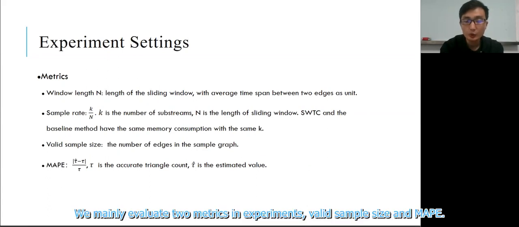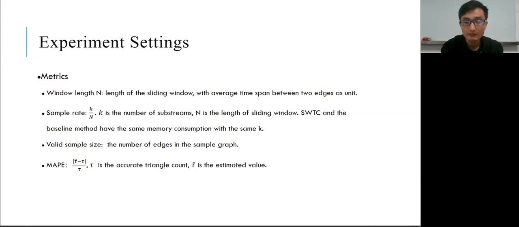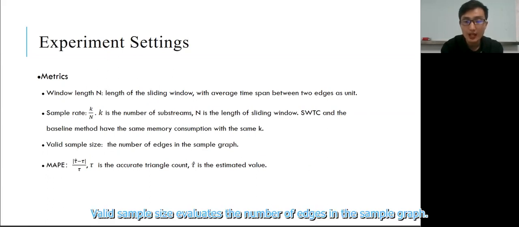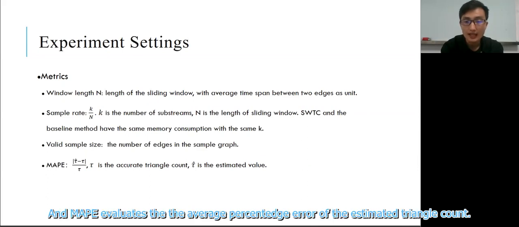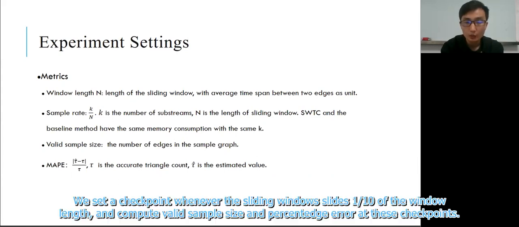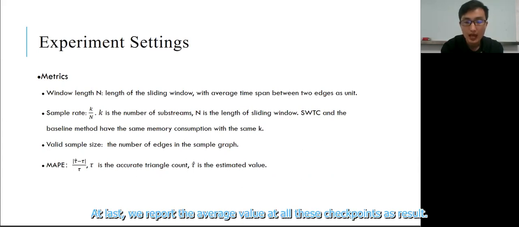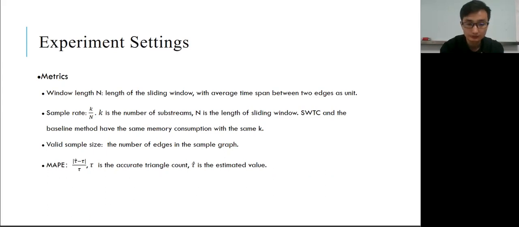We mainly evaluate two metrics in experiments: valid sample size and MAPE. Valid sample size evaluates the number of edges in the sample graph, and MAPE evaluates the average percentage error of the estimated triangle count. We set a checkpoint whenever the sliding window slides 1/10 of the window length, and compute valid sample size and the percentage error at these checkpoints. At last, we report the average value at all these checkpoints as a result.